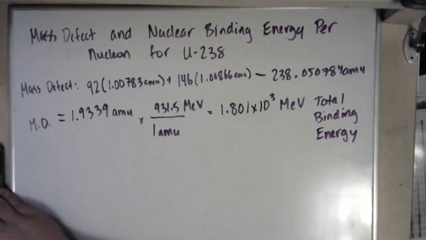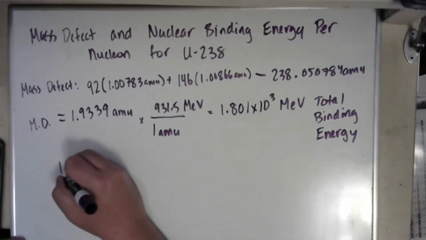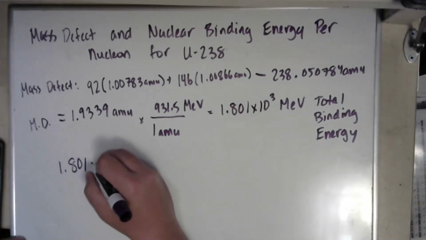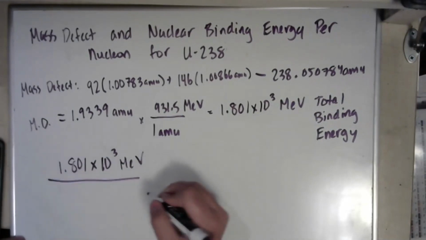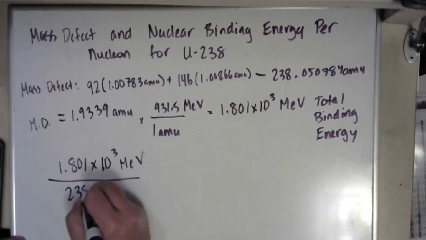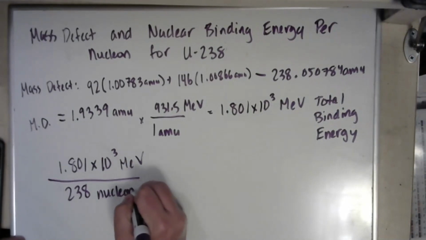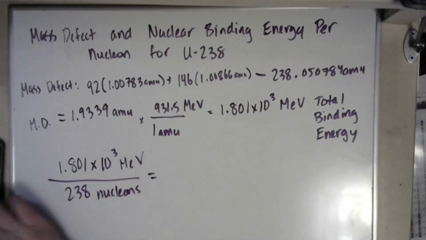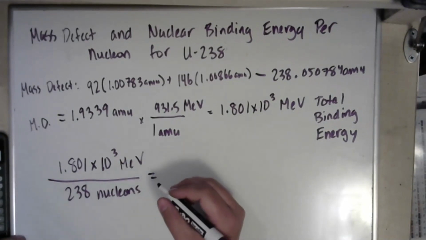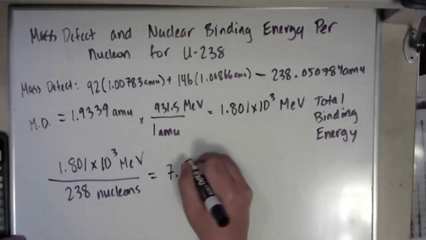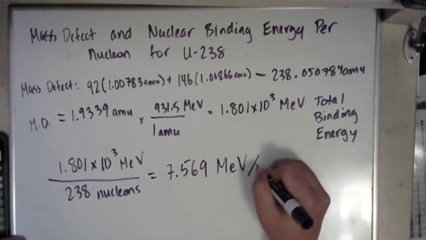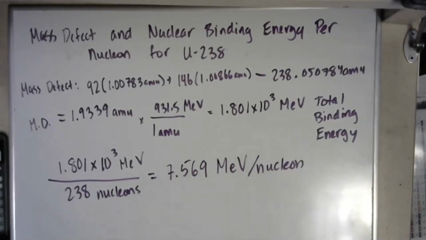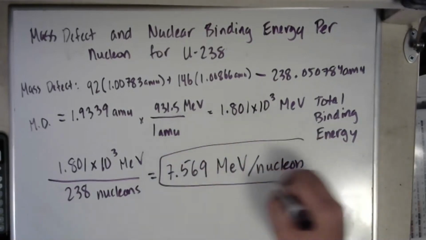And then we're going to take this value and divide it by our 238 nucleons. And we get 7.569 mega electron volts per nucleon. And that's going to be our binding energy per nucleon.